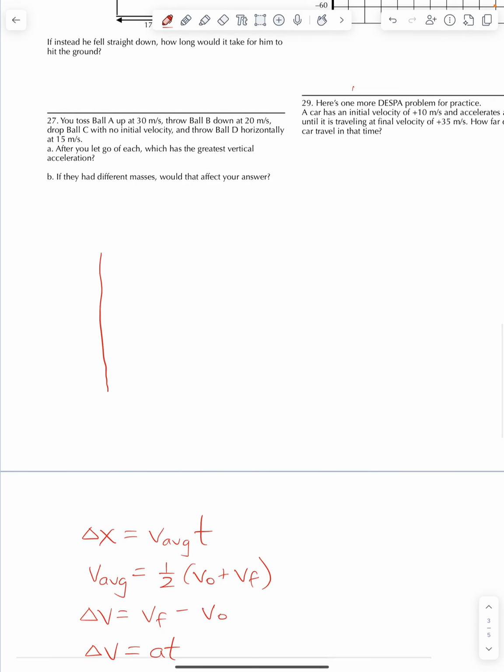But let's just review some of the things about position graphs. So we have position, a little bit crooked there, versus time. And I'm going to call this up and down. But of course, that's the positive and that's the negative direction.